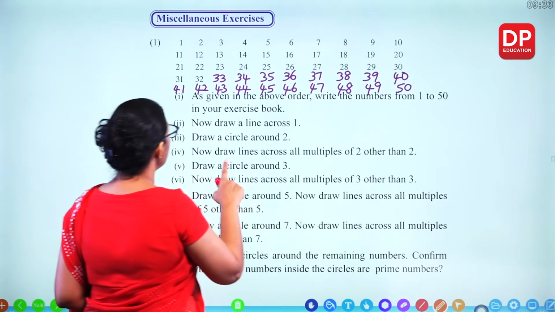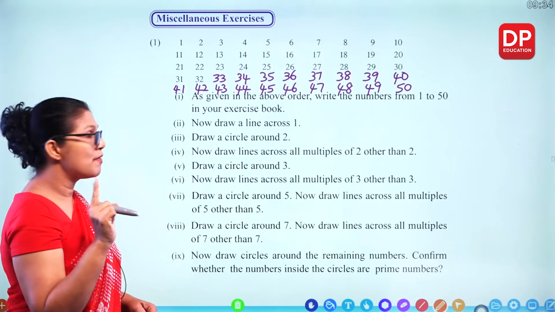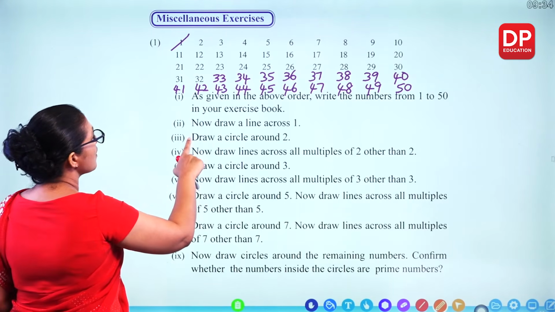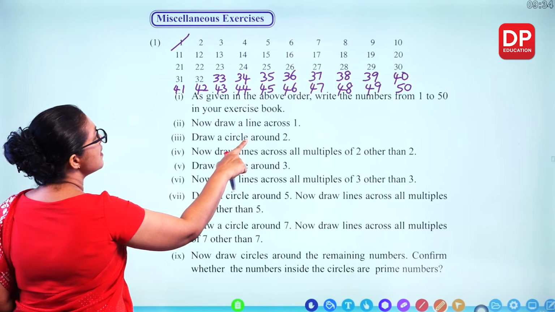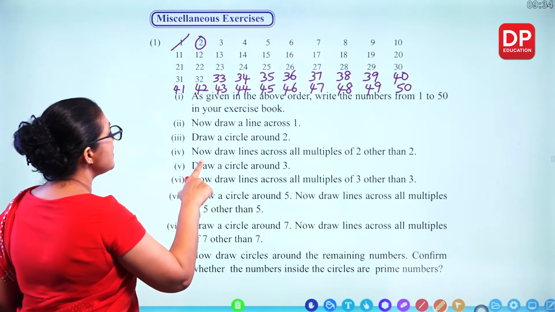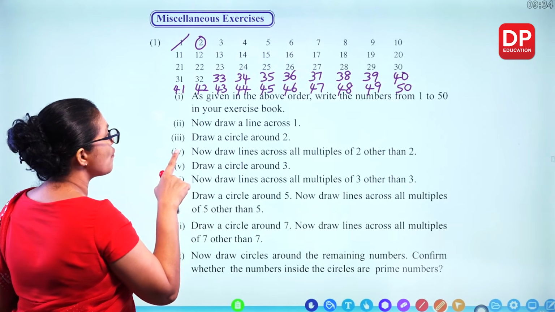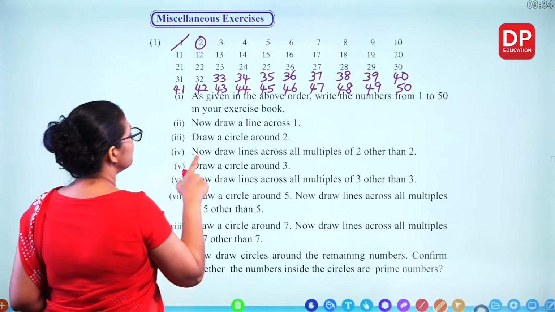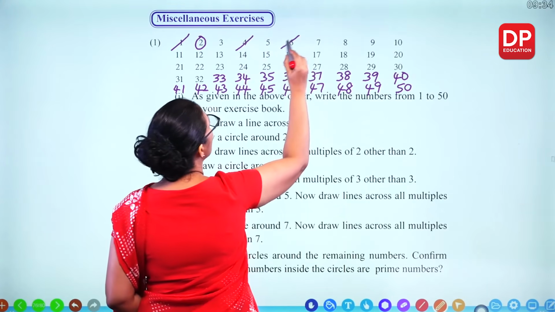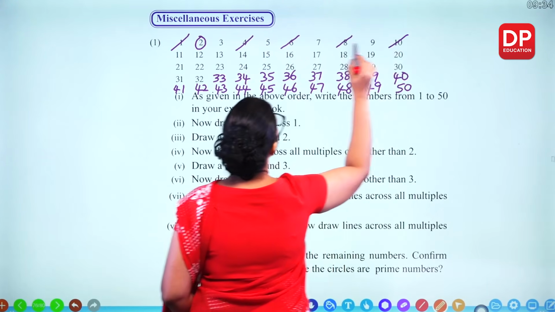Now we'll do what they're asking. So we did this before. Now draw a line across 1. Draw a circle around 2. Now draw lines across all multiples of 2 other than 2. Lines across. So I can cross out all multiples of 10.